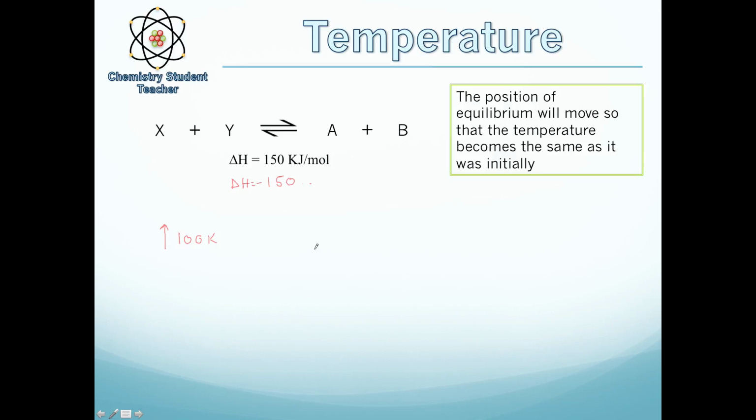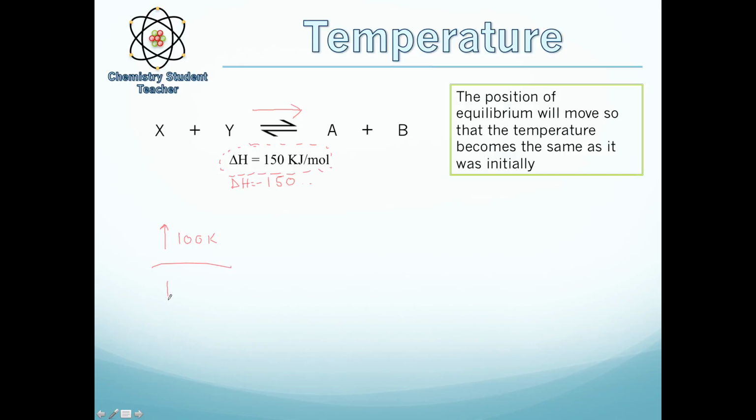So how does this system absorb energy? Well, we worked out that the forward reaction's endothermic, which means it takes in energy. So all it can do is react more of the X and Y together to form A and B, and that absorbs the energy, lowering it back down to the level that it wants to be at. So in this case, when the forward reaction is endothermic, the equilibrium shifts to the right as the temperature increases.